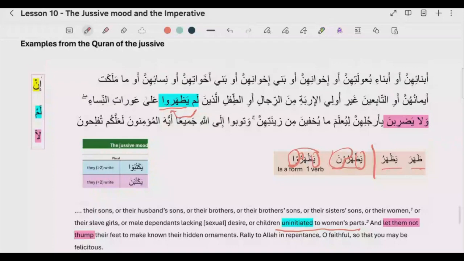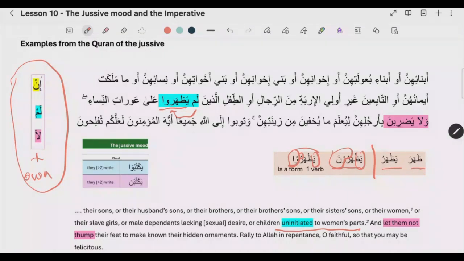So in a nutshell, you need to look out for these particles if it's a jussive. Sometimes, as we said, it's also on its own. In the subjunctive, what gives it away is all those particles: an, li, la, lam, len, and hatta.